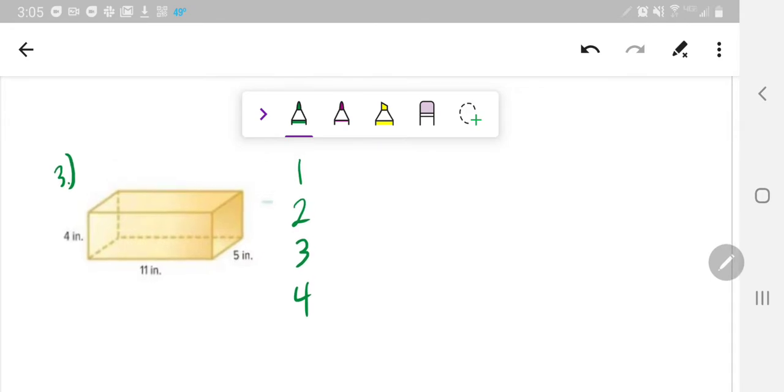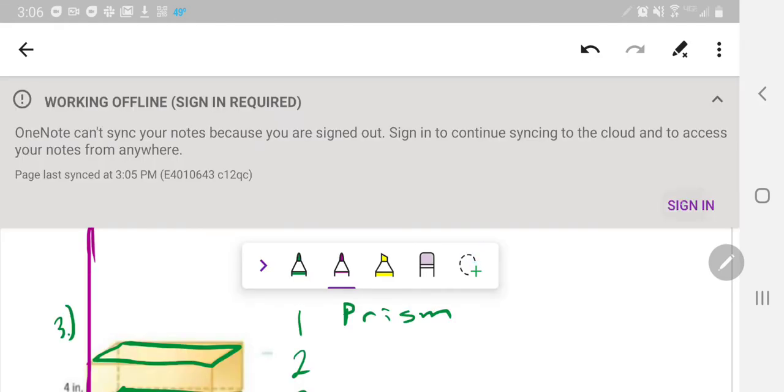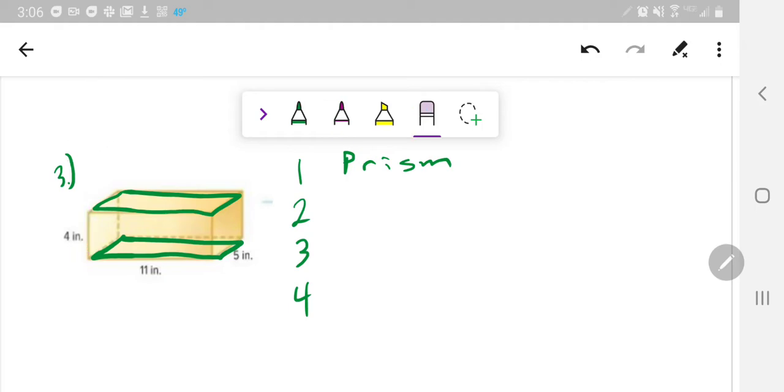Now we are moving on to this shape. What is it? We're going to identify it first. I notice parallel faces there, so this is a prism. We have our height that connects the parallel faces. So now we can check our formula sheet if we need to, our reference sheet, but I remember from the last time, it's just volume equals area of the base times the height.